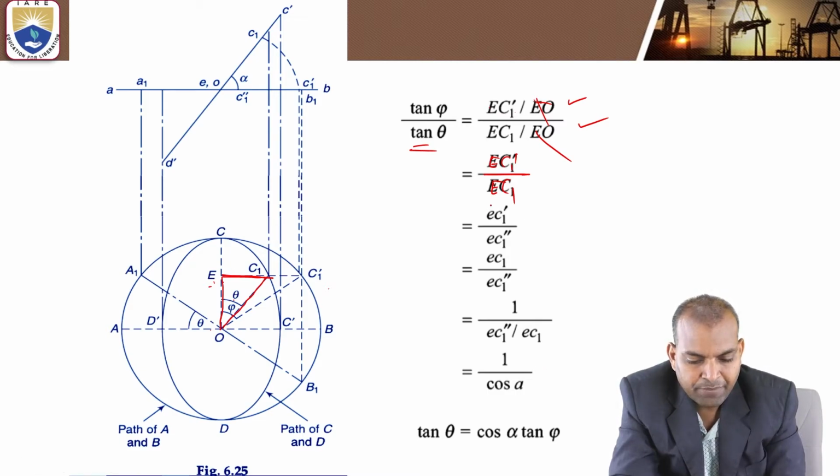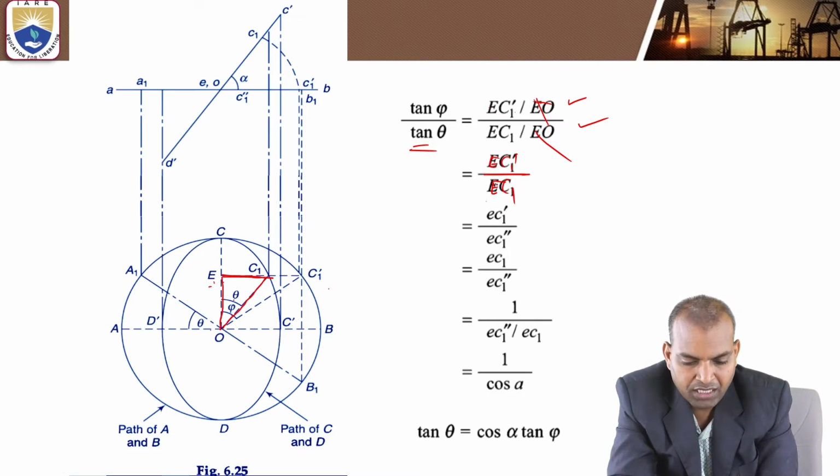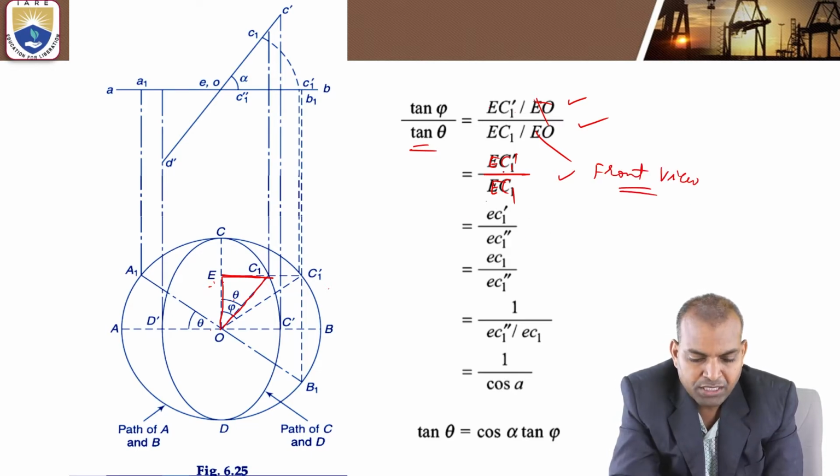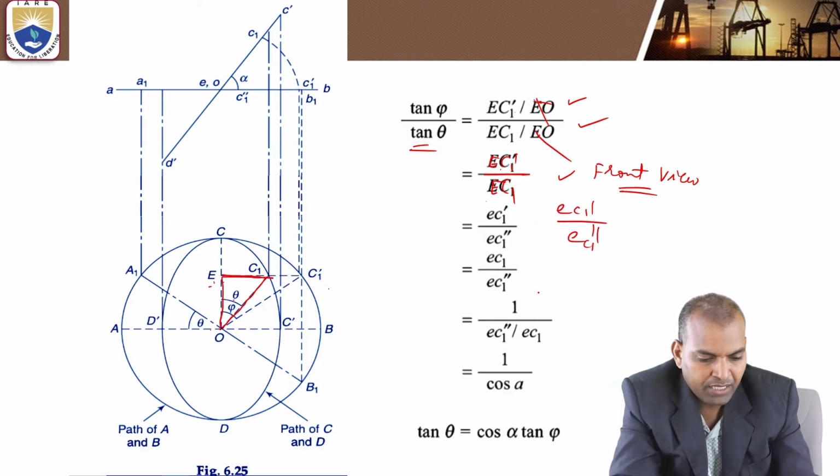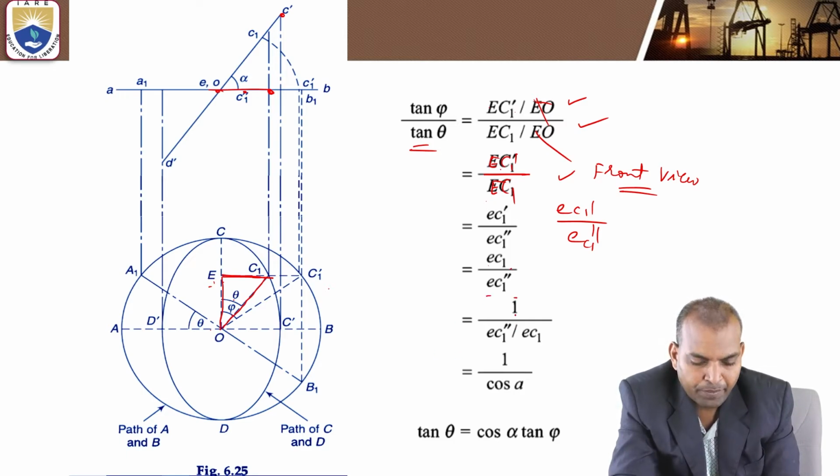Now, the same letters in the top view are related to the front view. If you come to the top view, EC1 dash becomes small letters EC1 dash, and EC1 becomes EC1 double dash. Okay, EC1 double dash. Now, EC1 by EC1 double dash. Then if you make it 1 by EC1 double dash by EC1.